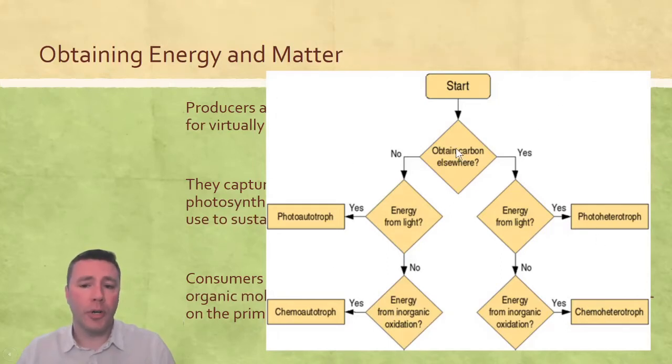The way we use this chart is by beginning with this question here that says, where does the organism get its carbon? Does it need to get its carbon preformed from some other organism? Or can it get its carbon directly from the environment? We're going to follow this pathway first and follow what happens if organisms can use inorganic carbon, like carbon dioxide, as their matter source.